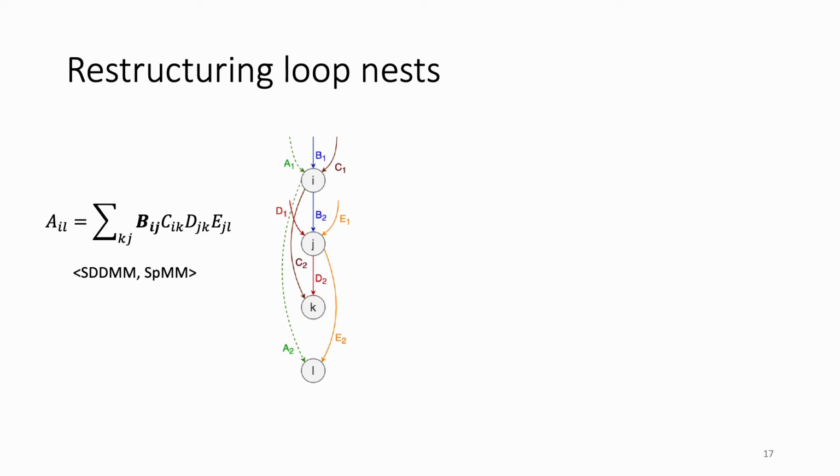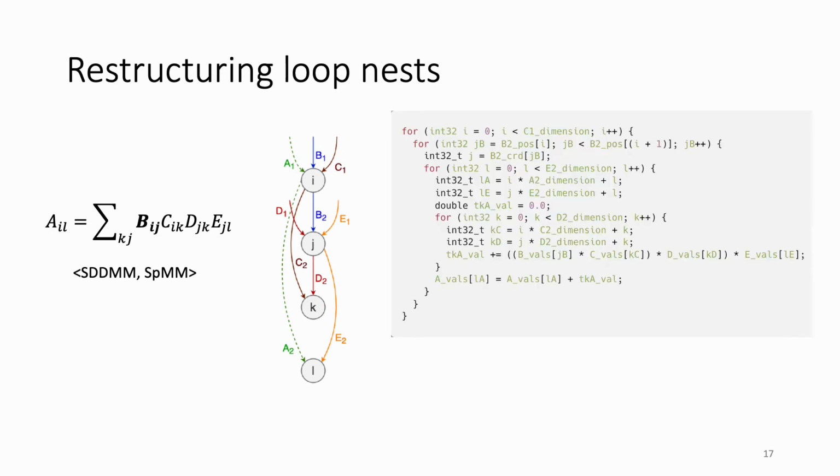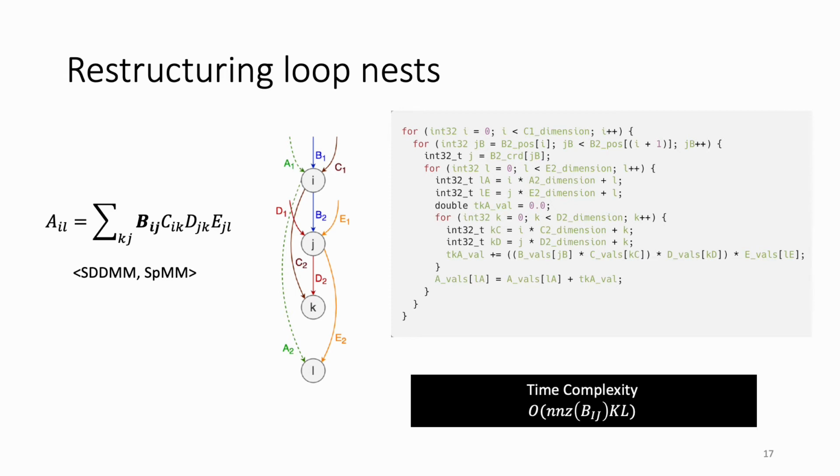You can see we have nodes for indices i, j, k, and l in the iteration graph, and there are edges denoting how the tensors access these indices. Now the code generation algorithm can generate loops for each index, and this computation has a time complexity of O(non-zero values of B × k × l).